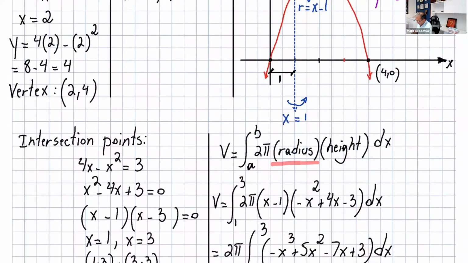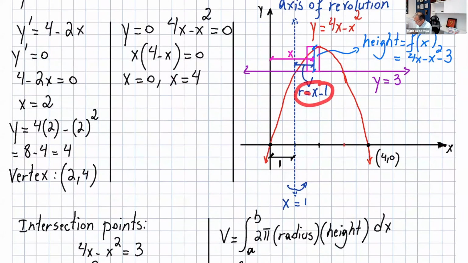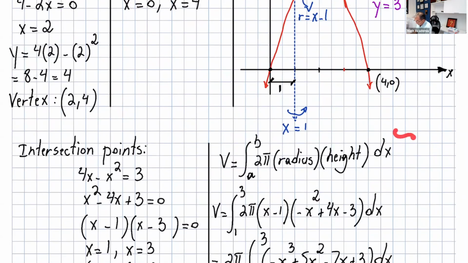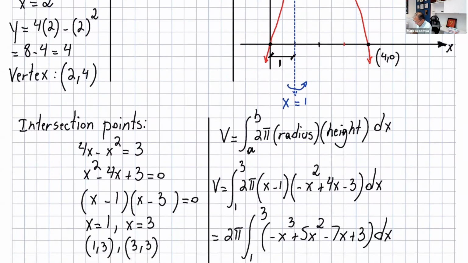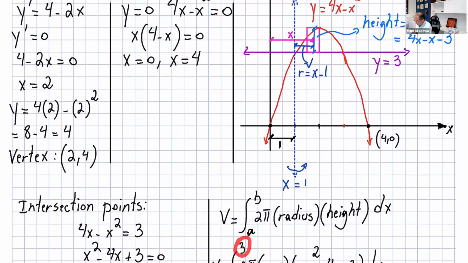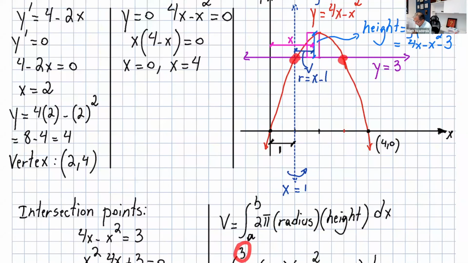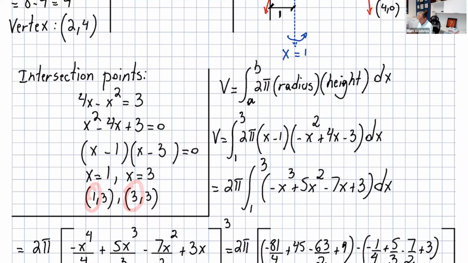We need the radius. The radius, we got it here. Draw the function, the solid, and easily find those numbers. So it's x minus 1. The height, so we found that too. So this is the height, which is the difference of the two functions. So you substitute, and let's see, the limits of the integral, they go from 1 to 3. So these are the limits which we found by finding the x values of the intersection points.